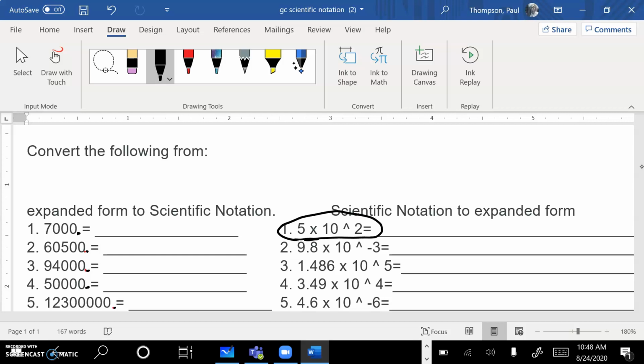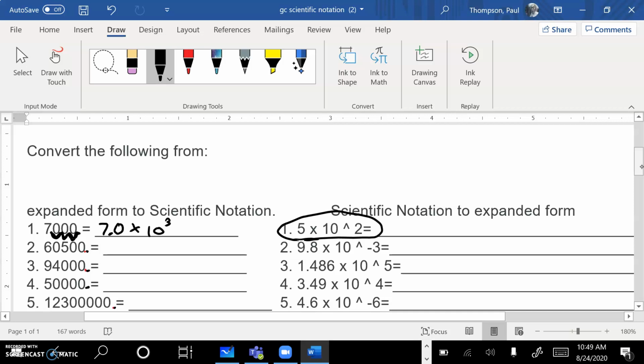So the first step we're going to do, I'm just going to move the decimal until it hits the last whole number. So for this one, it's going to be 7, and the decimal's there. The second thing, I'm going to count how many spaces I went over. And in this case, I went 1, 2, 3. So it's 7.0 times 10 to the 3.